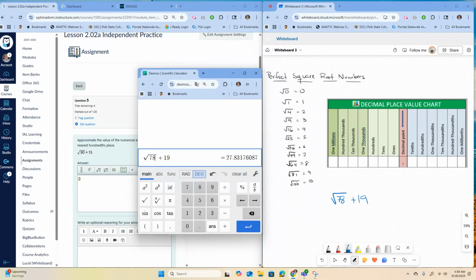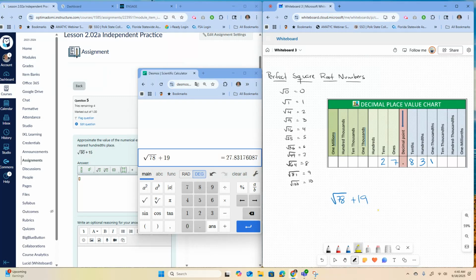Now, to do the approximation, I need to do rounding. So I'm going to put this number in my chart here, my decimal place value chart. The instruction says round to the hundredths place. So let's write this number here. So we had 27.83. I already got to the hundredths place, but I need an extra digit to do the rounding. So I'm going to put the next digit, which is the 1, and I will stop there.